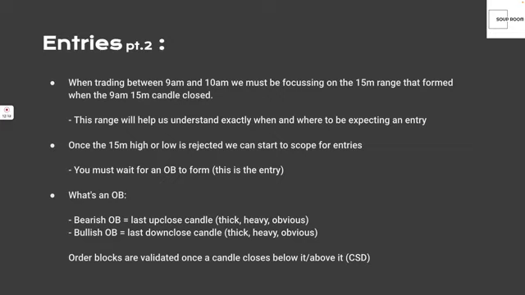A lot of people have a whole misconception of what an order block is. A bearish order block is the last up close candle, the last up close tick, thick, heavy, and obvious candle. That is a high probability bearish order block. A high probability bullish order block is the last down close candle, the last down close tick. This will be a thick, heavy, and obvious candle.